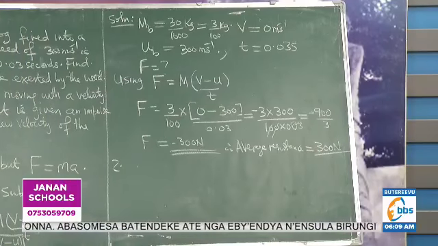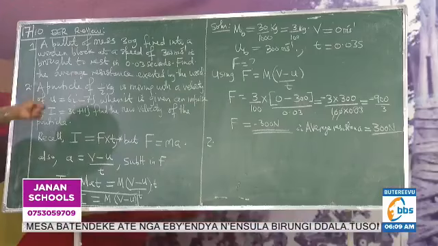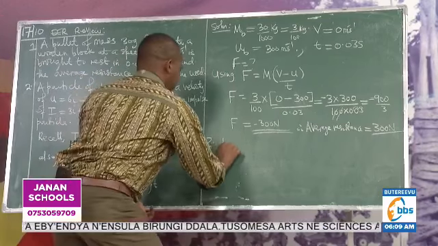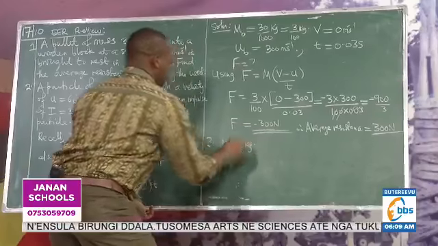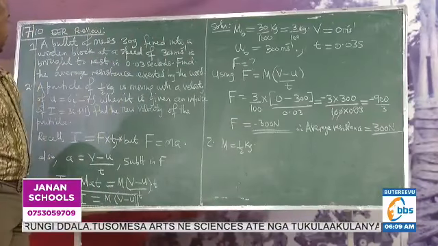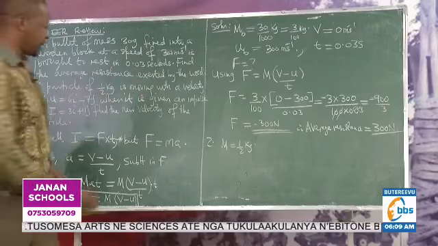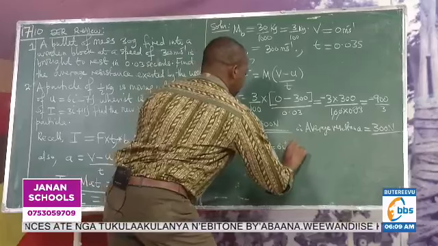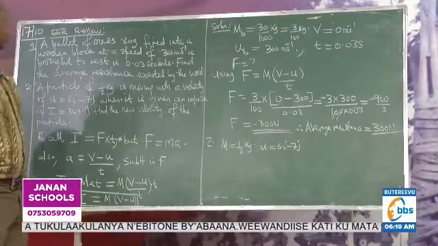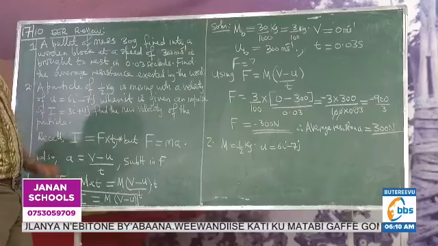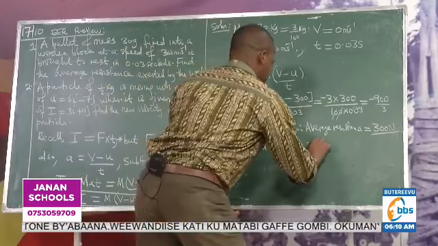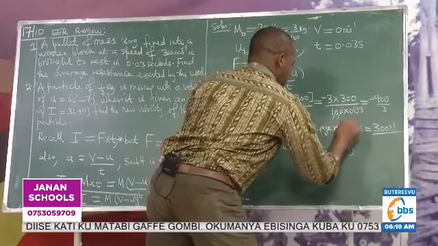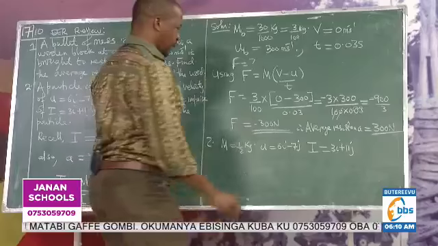When we move to the second question, they have again given us mass. The particle has a mass of 0.5 kilogram. It is moving with an initial velocity of 6i minus 7j. They are saying that it is given an impulse, which they have given us as 3i plus 11j. They want us to find the final velocity, v.